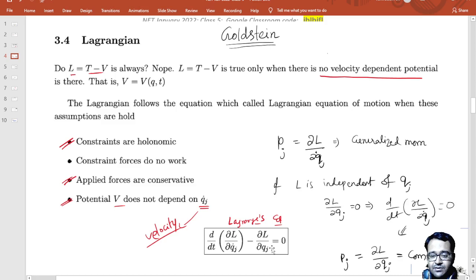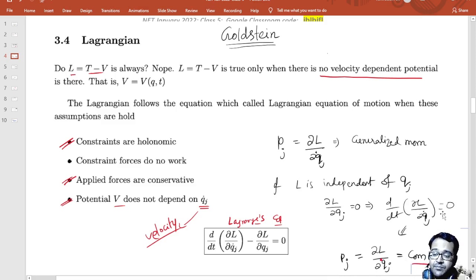And the first consequence is, if L is independent of Q, if L does not depend on a particular coordinate. This j is a sum over all the coordinates; the j index signifies that for each coordinate you will get one separate Lagrange's equation. So if your L is independent of Qj, then del L del Qj is 0, and that means d/dt of del L del Qj dot is 0. That means del L del Qj dot is constant. One dot is missing here, it may not be visible. So your Pj, del L del Qj dot, will be a constant.